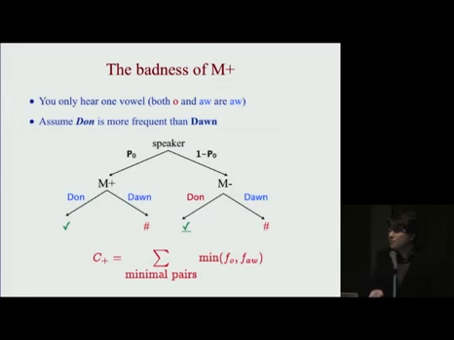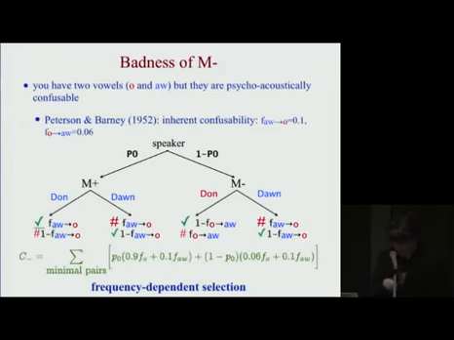Now the unmerged system is different. It's somewhat more complex. So you hear two vowels. You hear O and also AW, but they're actually psychoacoustically confusable to some extent. So this goes back to Peterson and Barney. Roughly, AW can be perceived as O with probability 0.1, and this goes the other way with probability 0.6. So this needs a little more thinking. So here you can hear two vowels. And again, you sometimes hear from merger speakers. Sometimes you hear from distinct speakers.